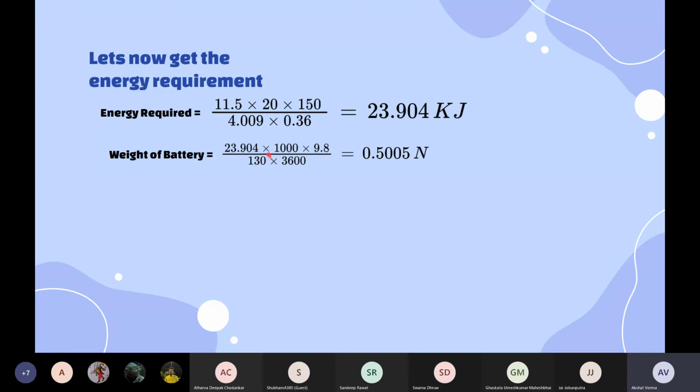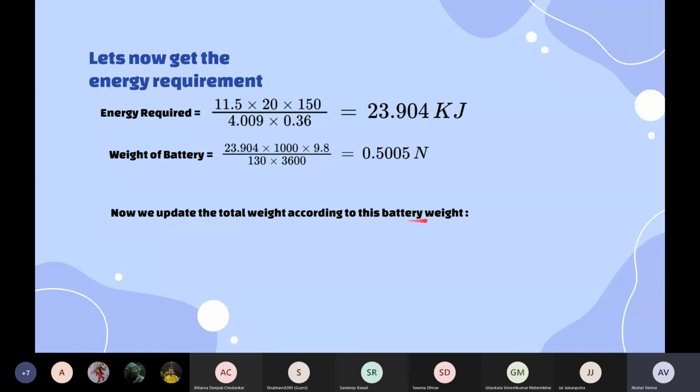And beware that the units which we used for the 130 value was watt hour per kg, so we need to change that into seconds. That is what brings in this factor of 3600. Also multiply by G, because we have used the units of SED as watt hour per kg. So to get the total weight of battery, we need to multiply with the gravitational acceleration. So when we perform this calculation, we get the weight of battery to be 0.5005 newtons approximately. So yeah, let's see what happens next.